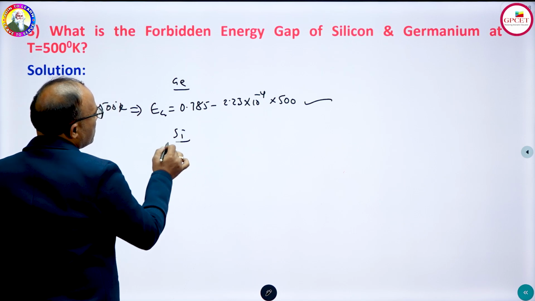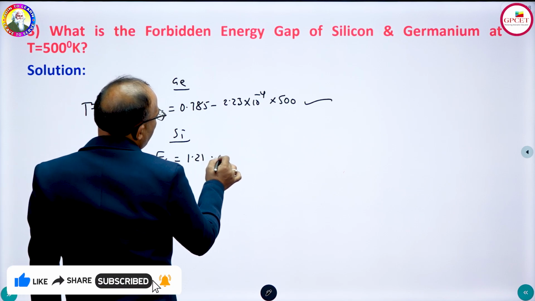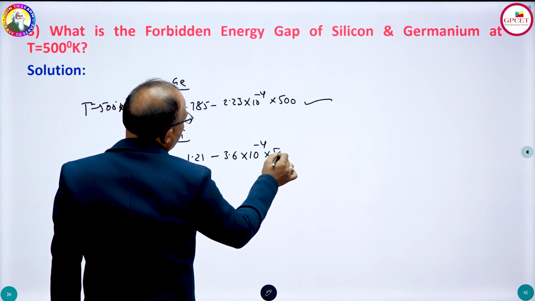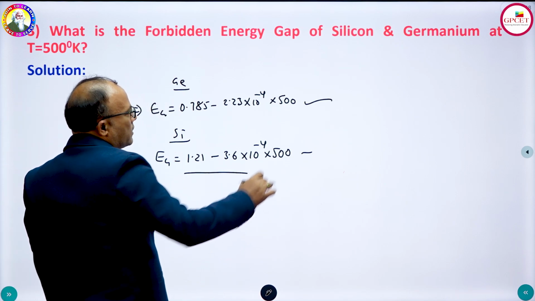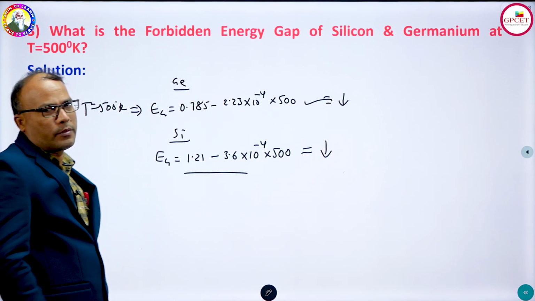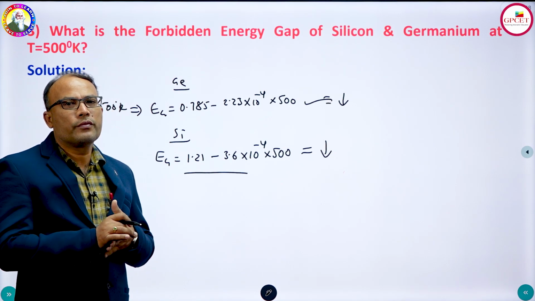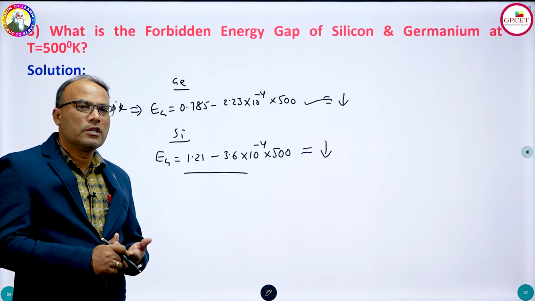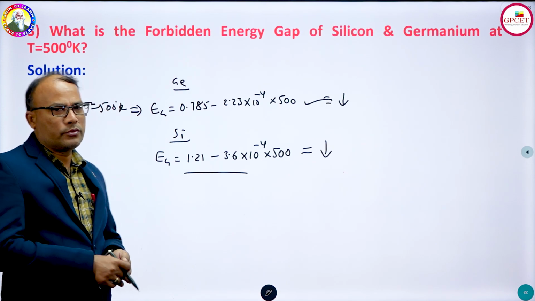And similarly for silicon, at T equal to 500, energy gap is equal to 1.21 minus 3.6 into 10 power minus 4 into 500. So you get the silicon case. As you see here, energy gap has definitely decreased in both. So these are the most important concepts of semiconductor physics, regarding germanium material, silicon material, and gallium arsenide material also, right?